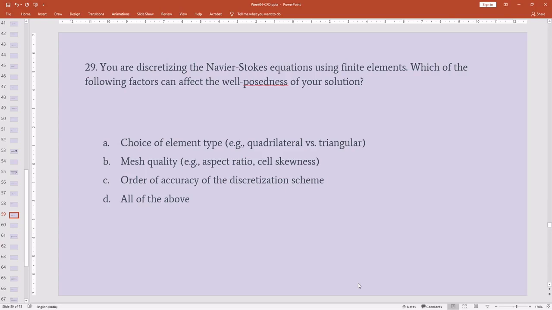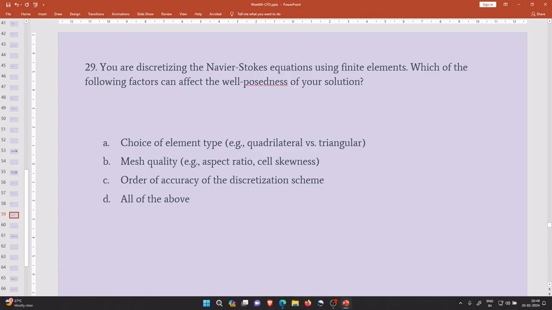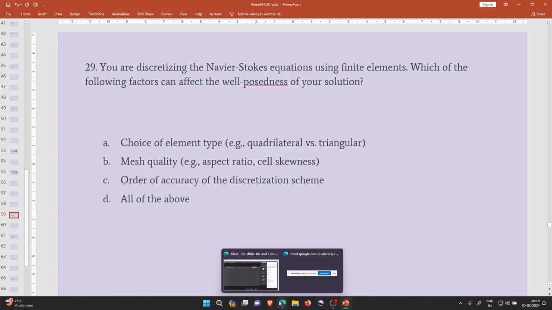Is it A, choice of the element type? Option B, mesh quality. Option C, order of accuracy of the discretization scheme. Or option D, all of the above. Please inbox your answers.